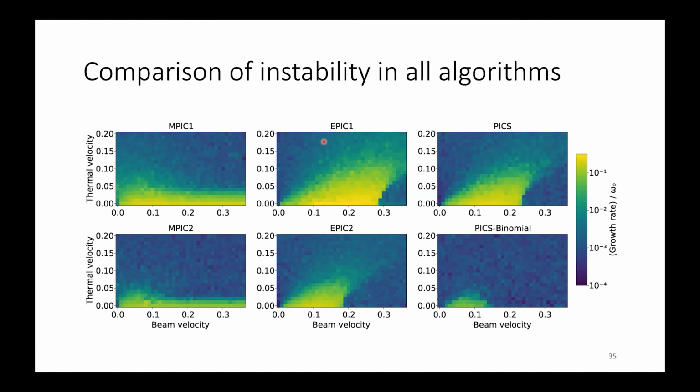I see. How many particles per cell did you use? Because it has a strong effect on grid heating as well.